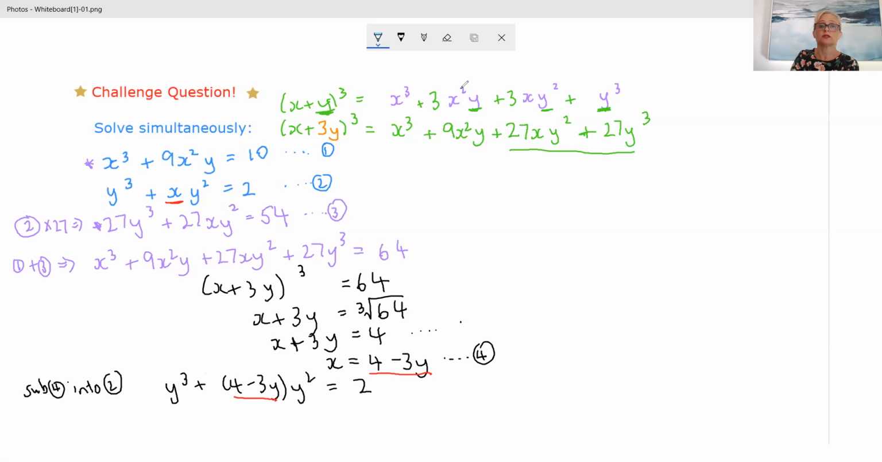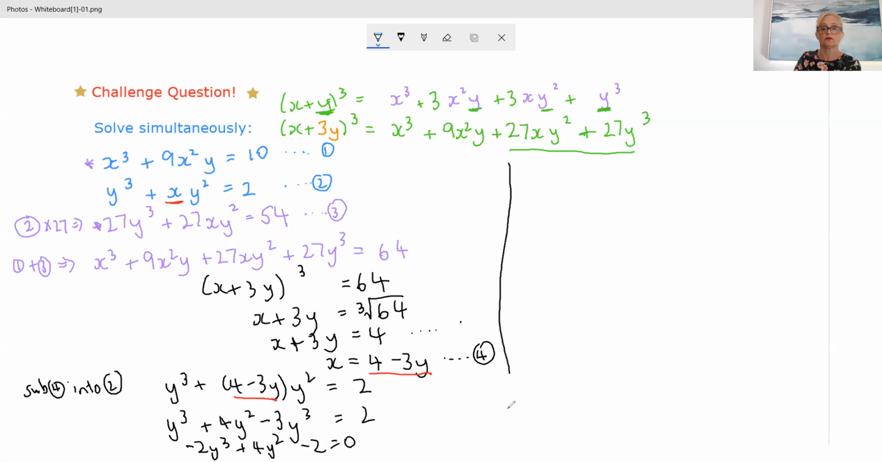All right, what are we going to do now? We'll obviously expand. So y cubed plus 4y squared minus 3y cubed is 2. So negative 2y cubed plus 4y squared, bring this over, minus 2 is 0. I'm going to divide the whole lot by negative 2. And we're going to move up to here and we're going to get y cubed minus 2y squared plus 1 is 0. All right, so we're now at a crucial stage.